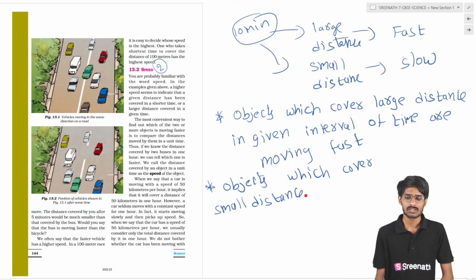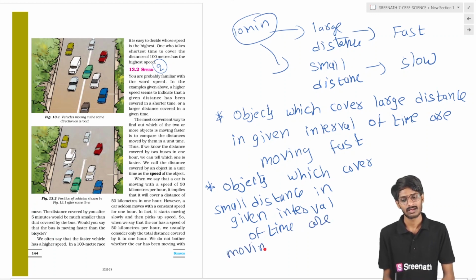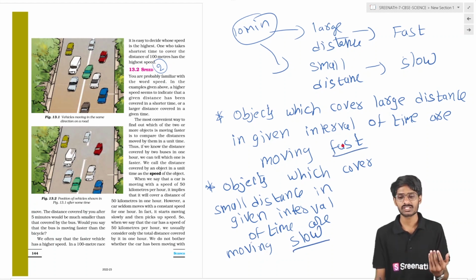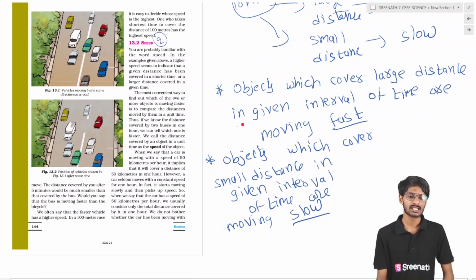Objects which cover small distance in a given interval of time are moving slow. So in this way you can decide which is faster, which is slow. That's it, students. One more thing is, suppose in the case of a 100-meter race, in this way also you can decide.